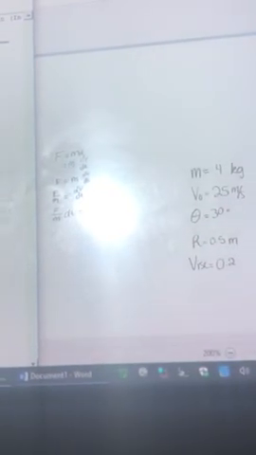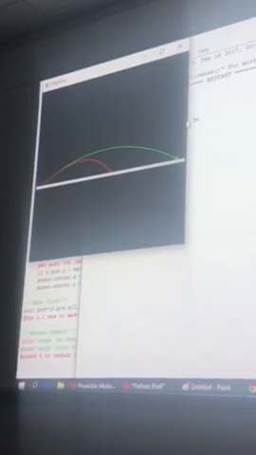So we have 4 kilograms. We have 25 meters per second. We have 30 degrees. Our radius was 0.5 meters, and our viscosity was 0.2. Okay, so as you can see, our spheres shot off fast.